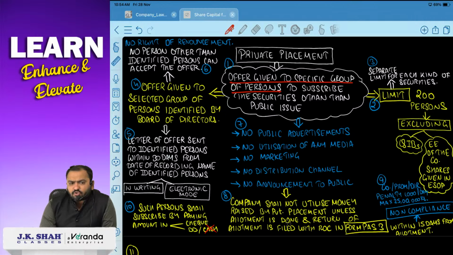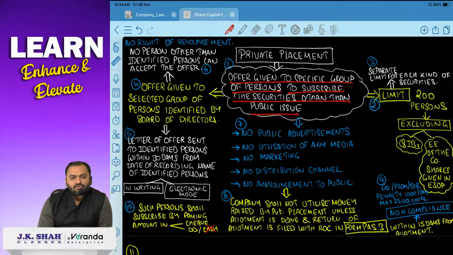This is not an offer which is open for all. It is an offer made to a specific group of persons to subscribe to the shares. Not for all, but for a specific group of people. So is this a general offer? No, it is a specific offer. And this is other than a public issue. Come on, first point over.